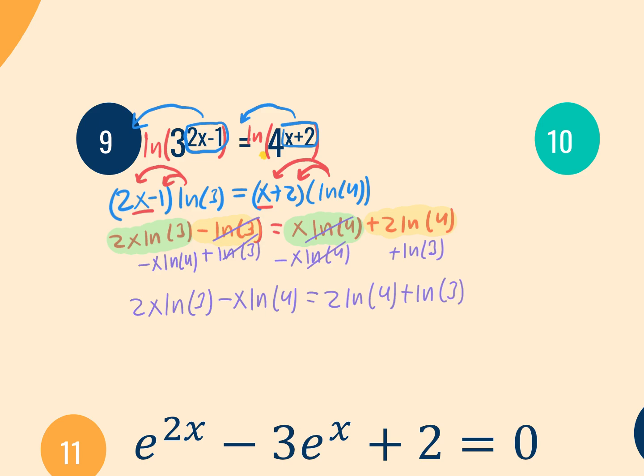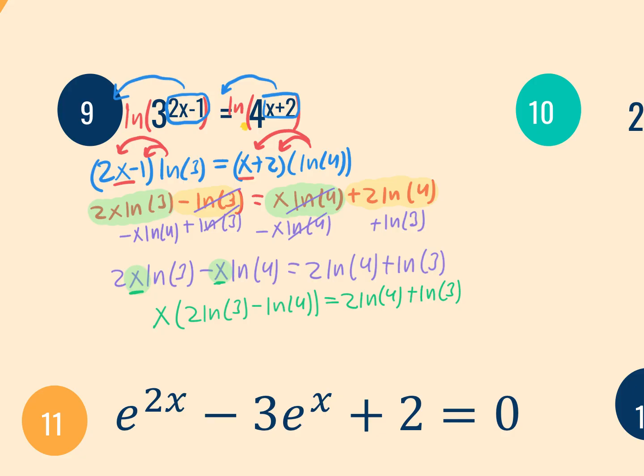Now, how does that help us? Now you see that whatever has the x's, they're on the same side of the equal sign. Notice now that you're able to factor out an x. If I factor out the x from the left-hand side, I'm going to be left with 2 ln of 3 minus ln of 4, and that's going to equal 2 ln of 4 plus ln of 3. And then once again, to get the x by itself, I'm going to divide both sides by whatever is with that x. Because again, that whole thing that I just boxed is a number. It's not a pretty number, but it is a number. So I can divide both sides by 2 ln of 3 minus ln of 4.